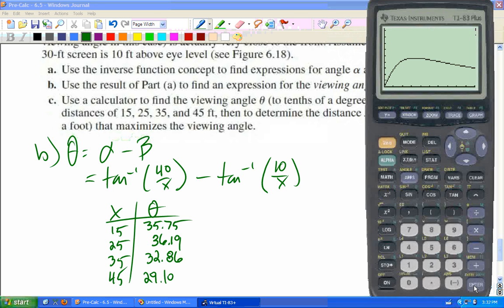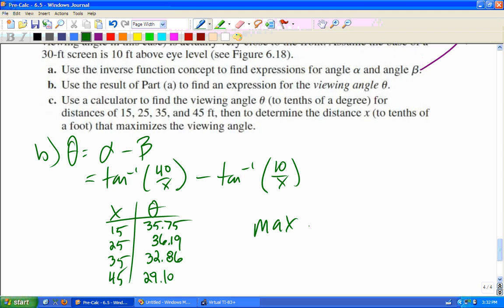When you hit enter, it's doing a little calculations. And you get a max of 19.99999, and that's probably close enough to 20 feet. And it looks to be about 36.7. So our max becomes a viewing distance of 20 feet away, which gives you a max of 36.87 degrees.